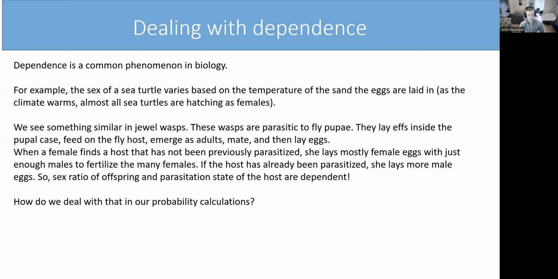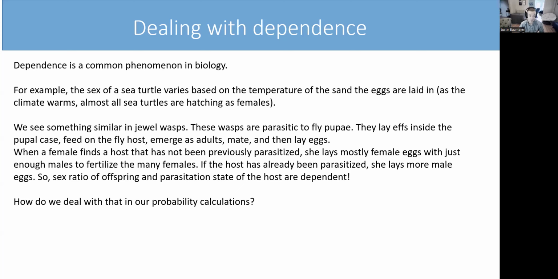The biological sex of a sea turtle varies based on the temperature of the sand that the eggs are laid in. As the climate is warming, almost all sea turtles are now hatching as females. So that could be a problem, right? Warming is basically making all the turtles female, which means that there's no longer the ability for reproduction to happen very easily. That's a problem.